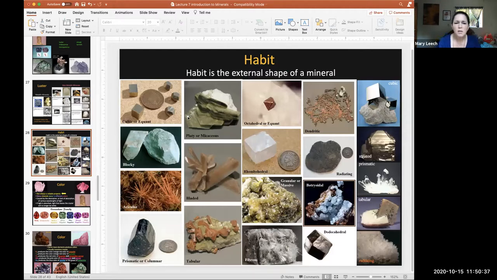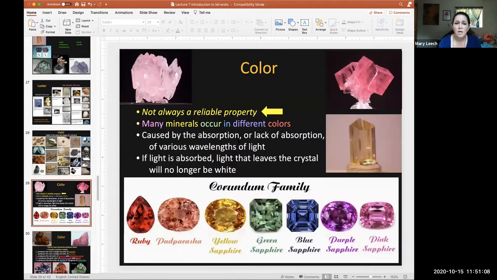The habit is the shape. And so here are a bunch of different shapes. So cubic, dendritic, you're not gonna have those. Bladed like kyanite. Rhombohedral like calcite. Octahedral like fluorite. Prismatic like tourmaline. Blocky like the feldspars. Dodecahedral like garnet. Prismatic, there's another example, like quartz prisms. Striated is another example.